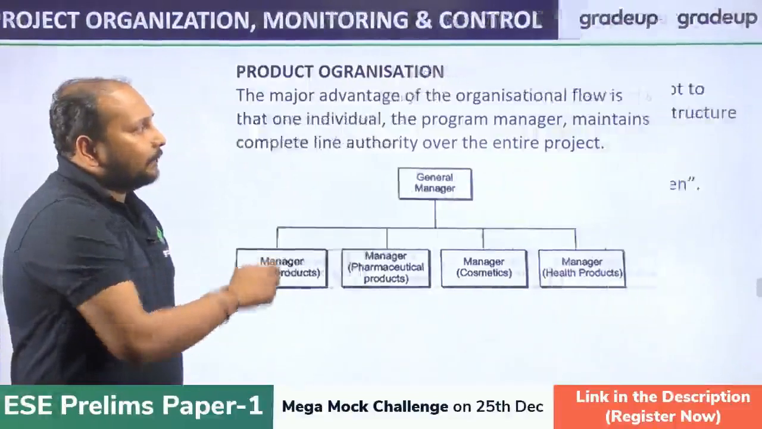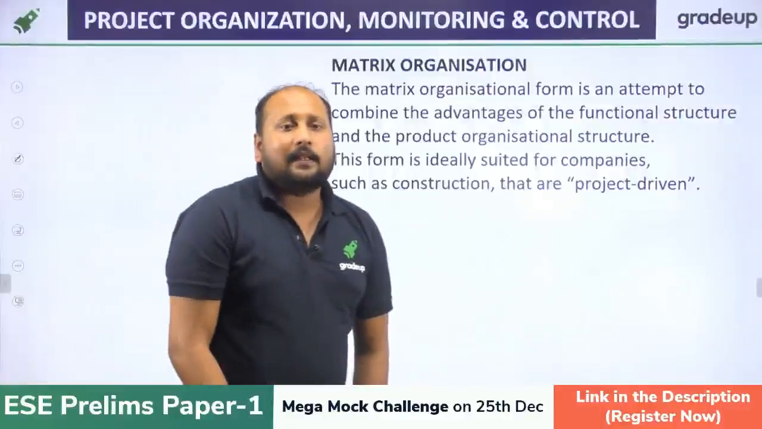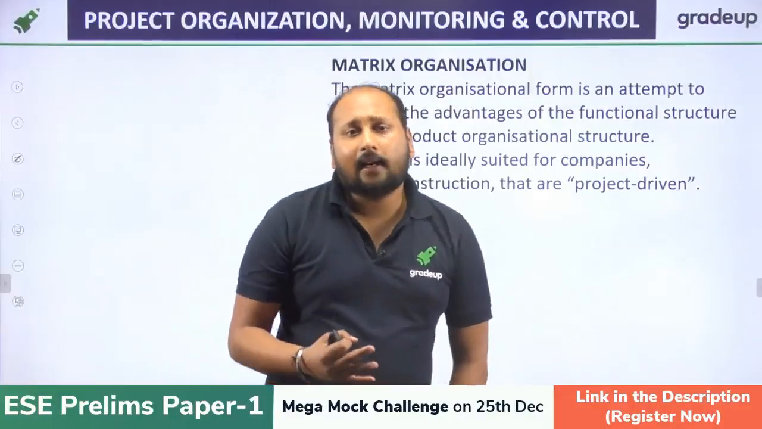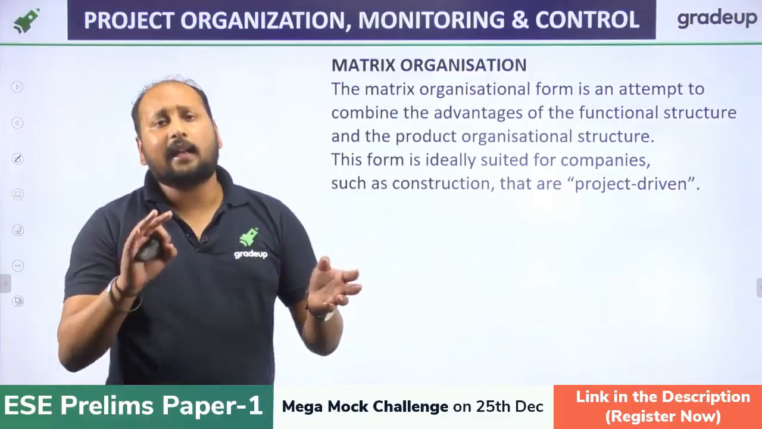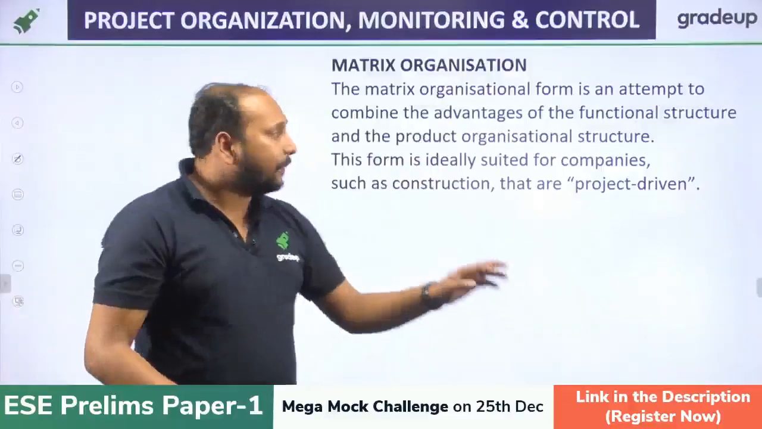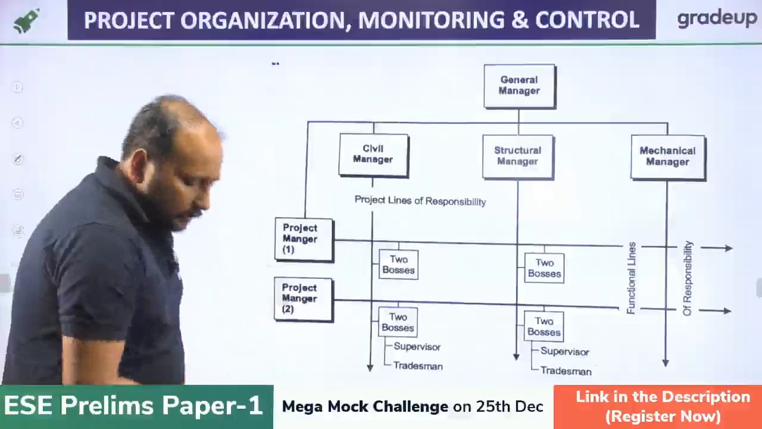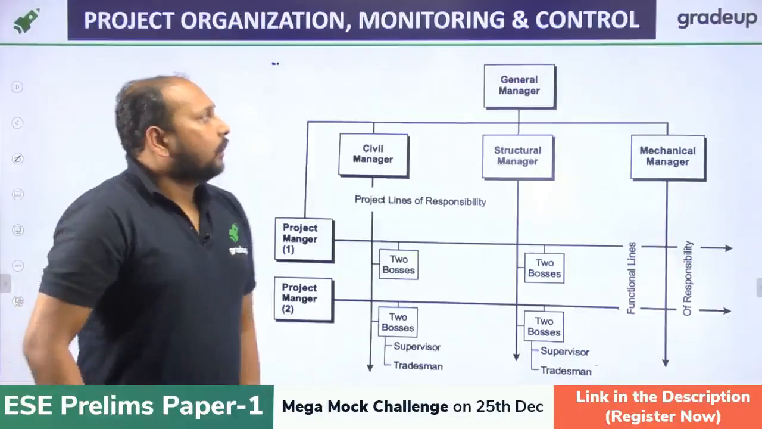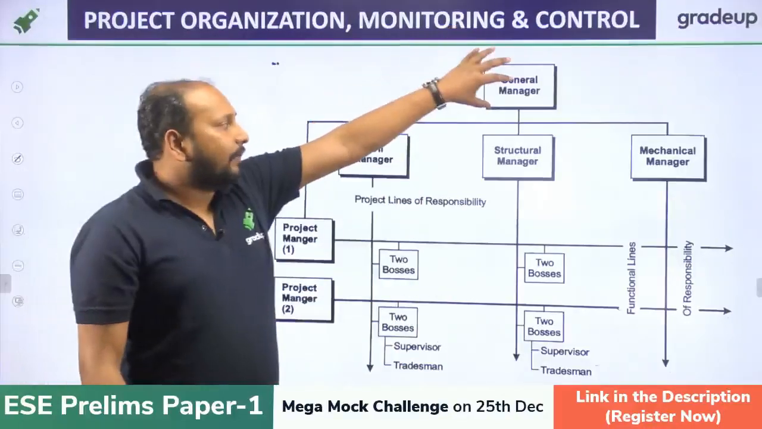Let us say the third type. The third type is basically the matrix type. In the matrix type, we combine the functional and the product organization. Let me directly go to this diagram.